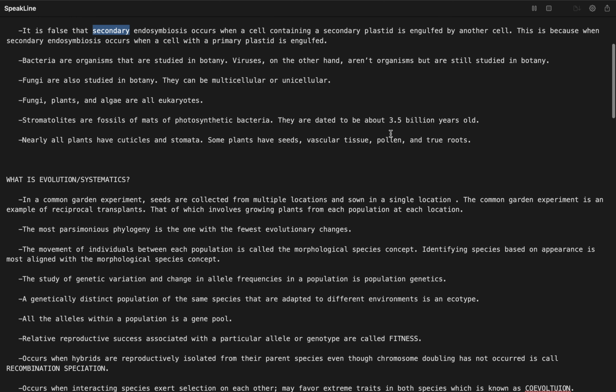It is false that secondary endosymbiosis occurs when a cell containing a secondary plastid is engulfed by another cell. This is because secondary endosymbiosis occurs when a cell with a primary plastid is engulfed.